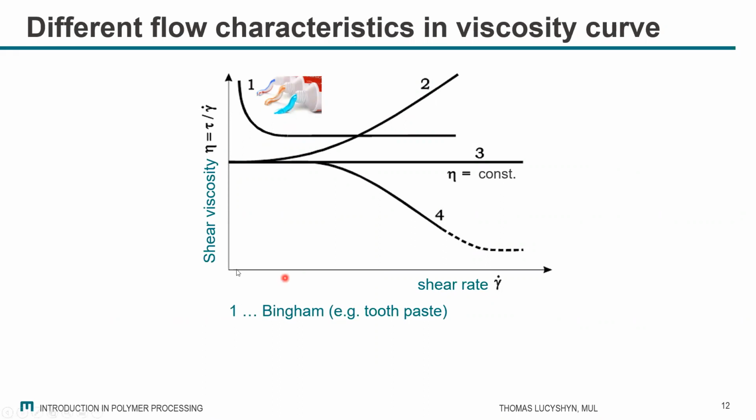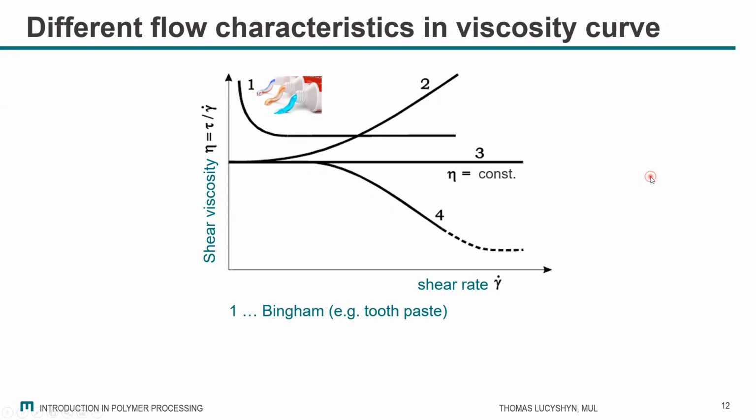That means at very low shear rates, so if there is not much movement, there's a high resistance against flow. It's really behaving like a solid body, more or less. So you need to apply a certain minimum force and nothing is happening. And then suddenly, once the material starts to move, the viscosity goes down and you have a liquid behavior. So if you press on your toothpaste container, nothing happens at the beginning and suddenly it starts to flow.